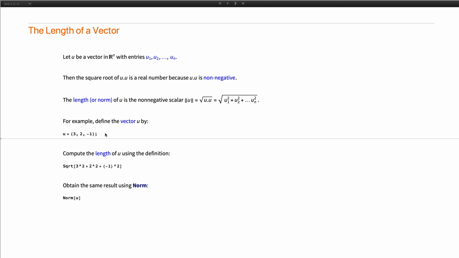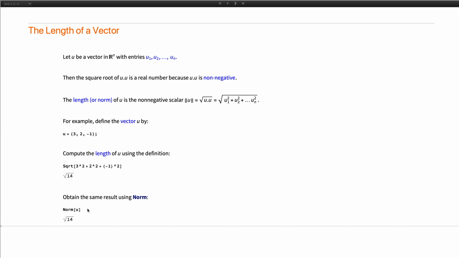For example, here's a vector u. You want to work out the length, so you do the square root of 3 squared plus 2 squared plus negative 1 squared, and you get back the square root of 14. And we have the norm function, which will give you exactly the same result. The norm function will compute the length of a vector for you.